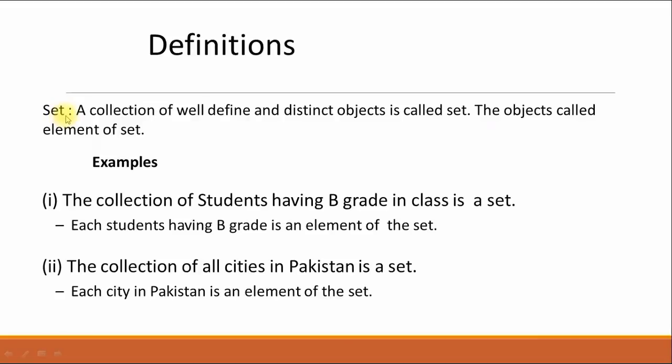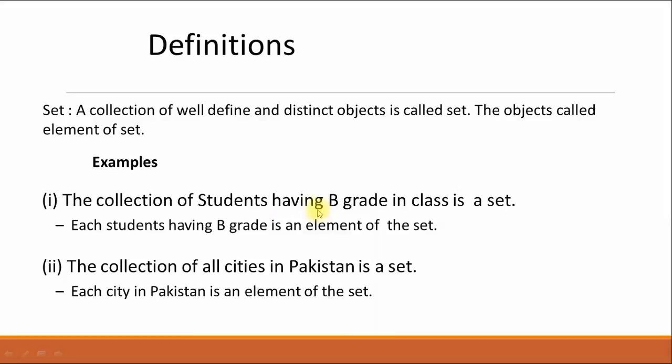What is a set? A collection of well-defined and distinct objects is called a set. The objects are called elements of the set. So there are two conditions: the collection must be well-defined and distinct. For example, the collection of students having B grade in a class.